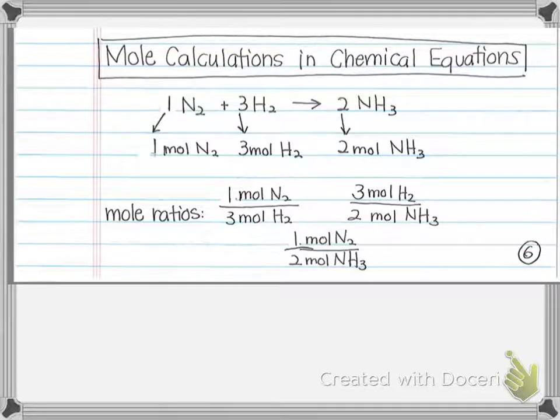Chemists often need to relate quantities of reactants and products. We use the information from the balanced chemical equation to help us do this. So here's a balanced chemical equation, and you notice what we're going to be looking at here are the coefficients. Now, if I'm talking about molecules, I could say that 1 molecule of nitrogen reacts with 3 molecules of hydrogen to make 2 molecules of ammonia, or NH3.